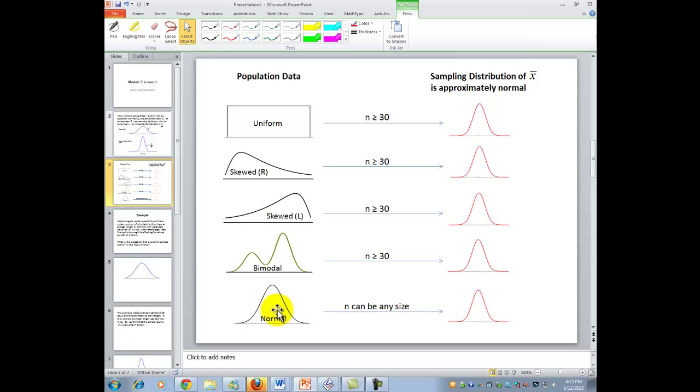But the exception is with the normal distribution. If your data has a bell shape to begin with, your sample can be any size. Small, large, you're still going to end up with a sampling distribution of a mean that's approximately bell shaped.